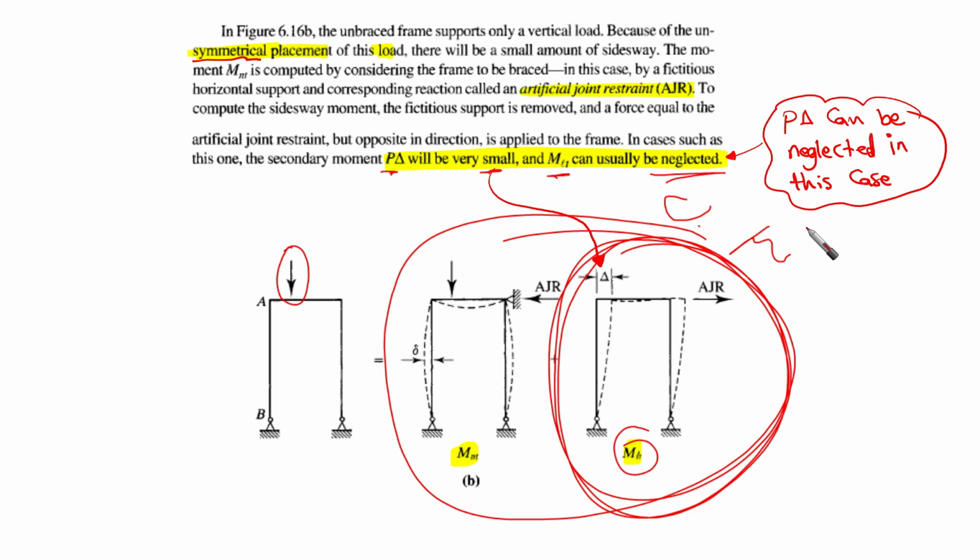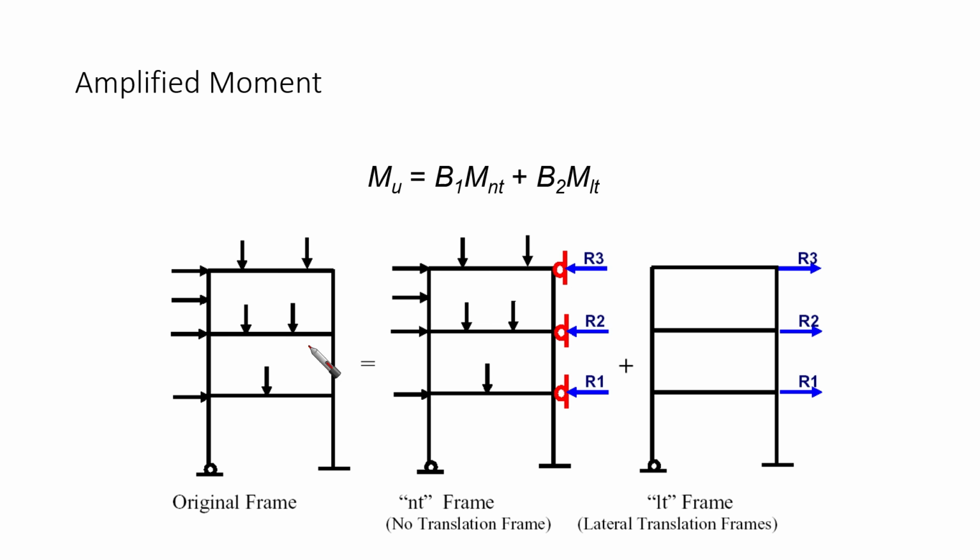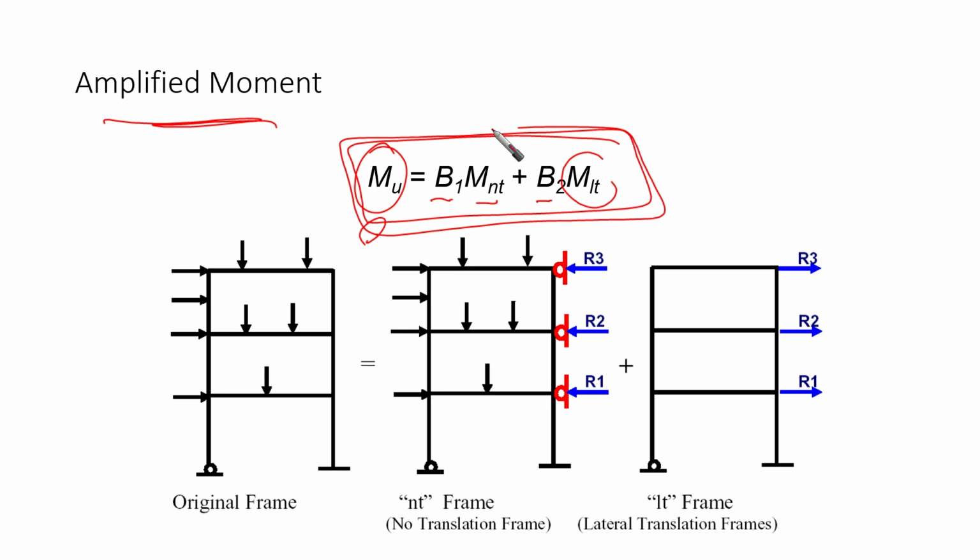So this is the case for us here. And this is the system related to the original frame for the amplification of moment. We have Mu equal to B1 times MNT plus B2 times MLT. This is the general equation that we mentioned before in the previous video.